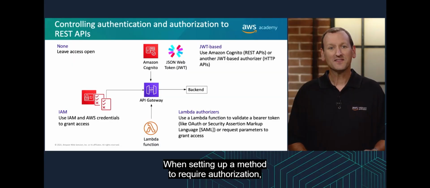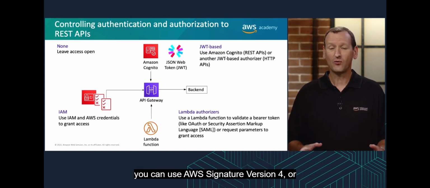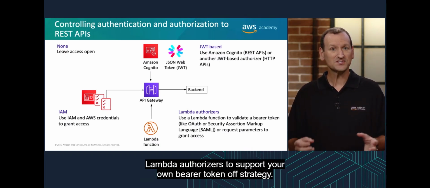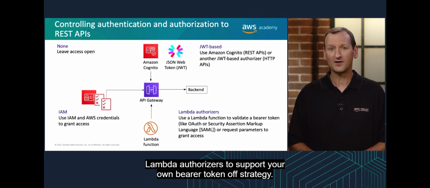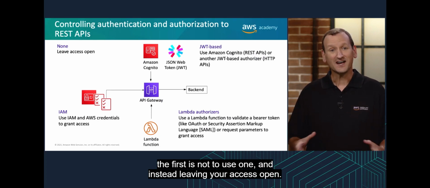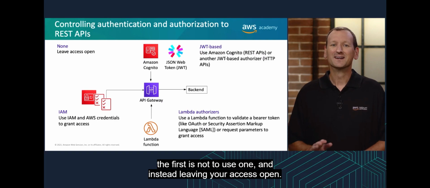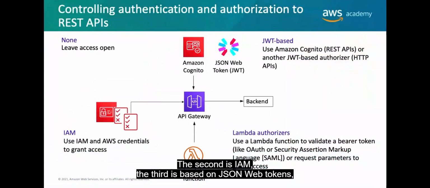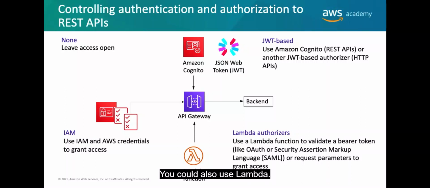When setting up a method to require authorization, you can use AWS Signature version 4 or Lambda authorizers to support your own bearer token auth strategy. You have a few options for authorizers in API Gateway. The first is not to use one, and instead leaving your access open. The second is IAM. The third is based on JSON Web Tokens. You could also use Lambda.